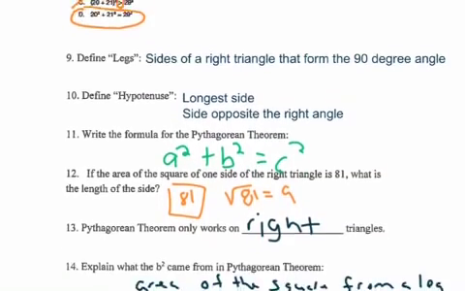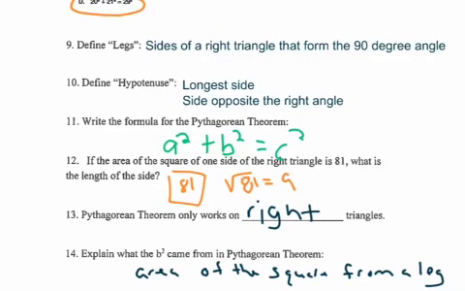Down below I already have some of the definitions typed in. Legs are the sides of a right triangle that form the 90-degree angle. Remember? Here's my 90-degree angle, so this side and this side are my legs. And remember, legs are considered the A and B in the formula.